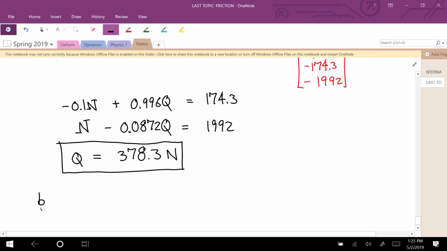And now for part B. So what do we expect this force to be to get it going down the ramp? Bigger or smaller than 378? Smaller, and hopefully not negative. Otherwise, if we got a negative answer, think of a jack for a car, where if you jacked it all the way up and just left it alone, it would drift. It wouldn't hold the car up unless you're applying a force.